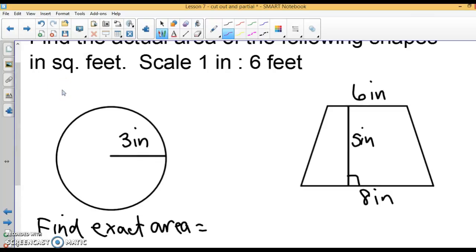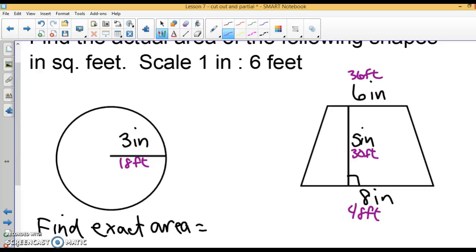All right. If we want to do the actual areas, the first thing I need to do is convert these. If I've got 3 inches here and 1 inch is 6 feet, this will be 18 feet. And I'm going to write them right next to it. 5 inches is 30, because I'm going to multiply by 6. This will be 36 feet. And this will be 8 inches is 48 feet.